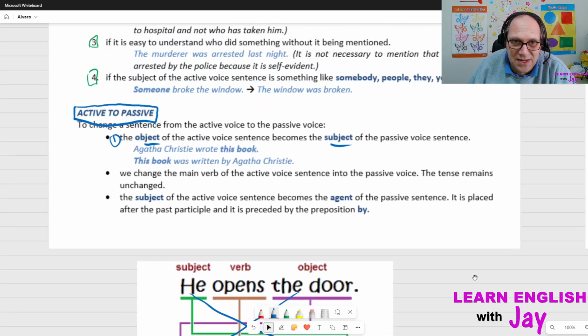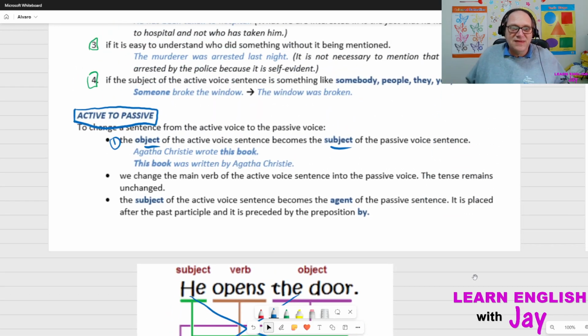All right, so remember that. The object of the active voice becomes the subject. Number two, we change the main verb of the active voice into the passive voice. The tense remains unchanged. If we're in the past tense, it remains past tense. If it's in the future tense, it will remain future. We do not change that tense. It stays there. That does not change at all.